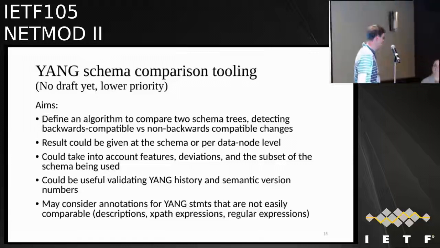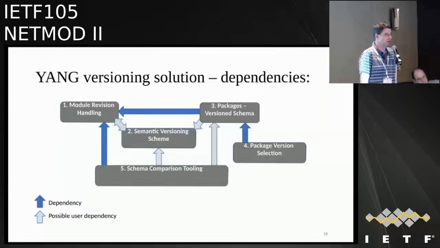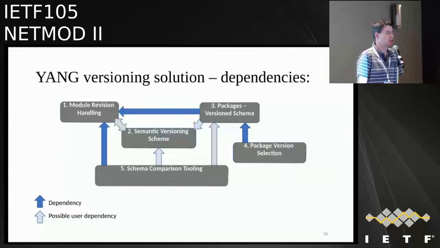Okay. Can't remember what my next slide is. Ah, yes. So this is just a chart. I'm not sure how accurate this is. It's effectively trying to show the dependencies between the modules, between the drafts, with the darker blue arrows showing proper dependencies, and then the lighter colored arrows showing user level dependencies. So where you may choose to use a semantic versioning scheme, for example, but there's not actually a dependency between the drafts. As you can see, the module revision handling sits at the top and probably has the key dependencies.